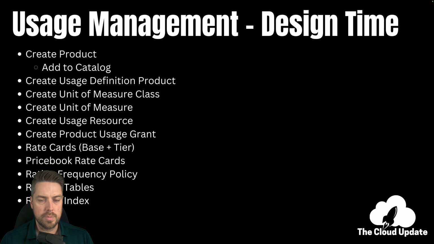We're going to create the price book rate cards, which is going to link our rate cards to our price books. Then we're going to create a rating frequency policy. We're finally going to refresh our tables, refresh our index, and then we're going to be good to start using usage management in Revenue Cloud.